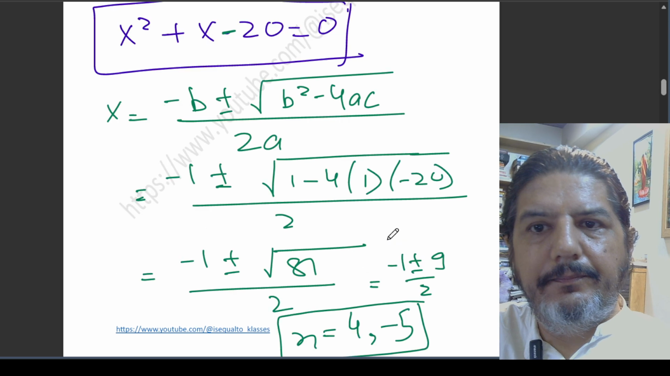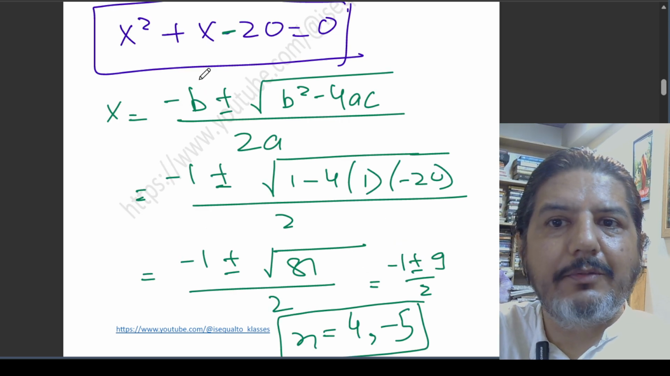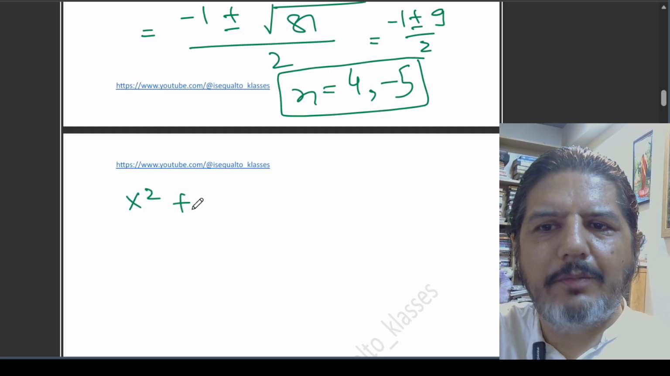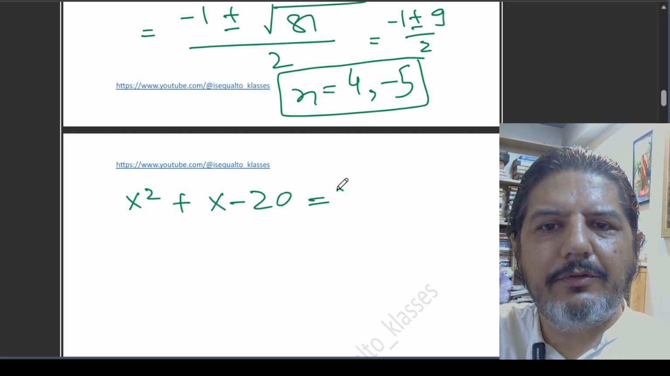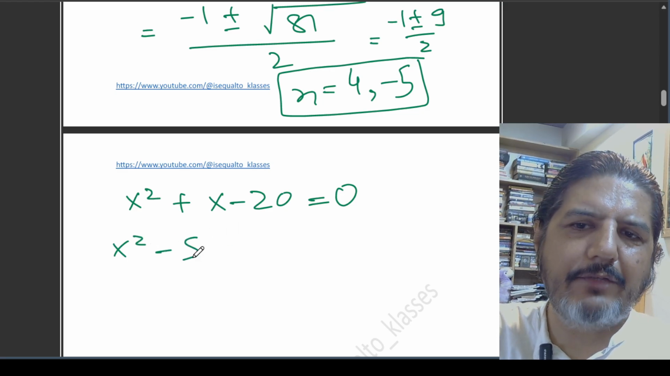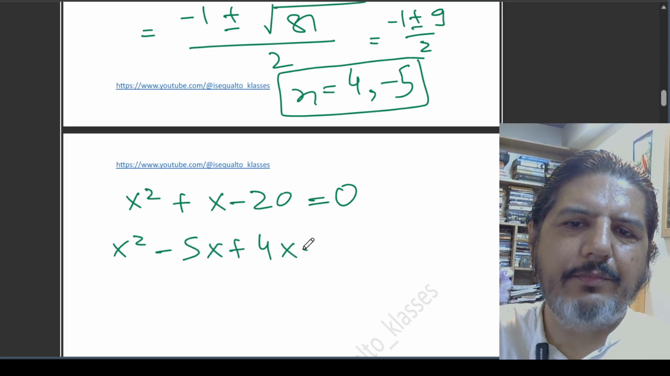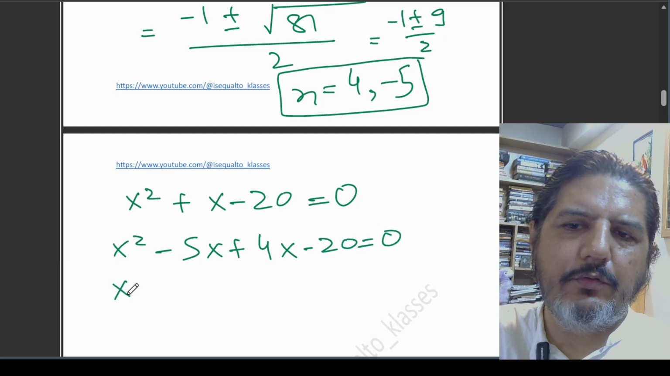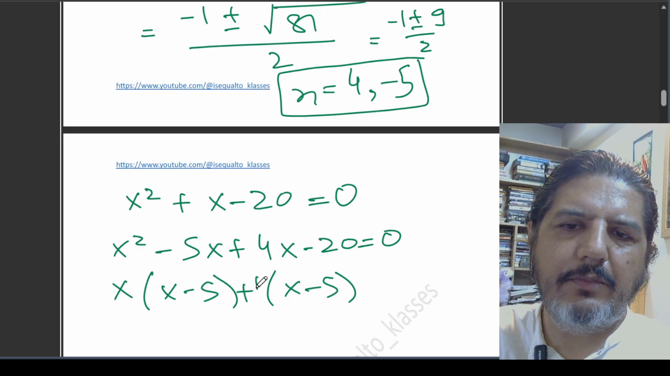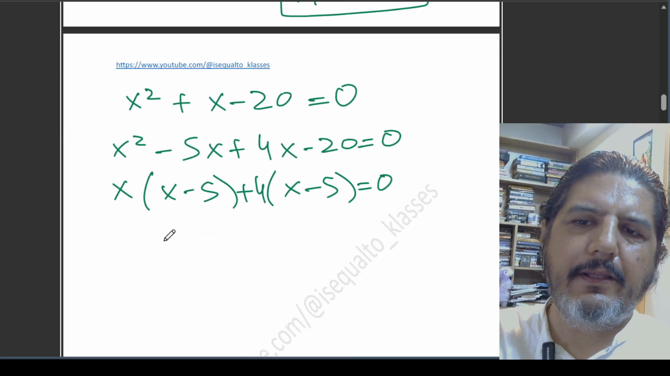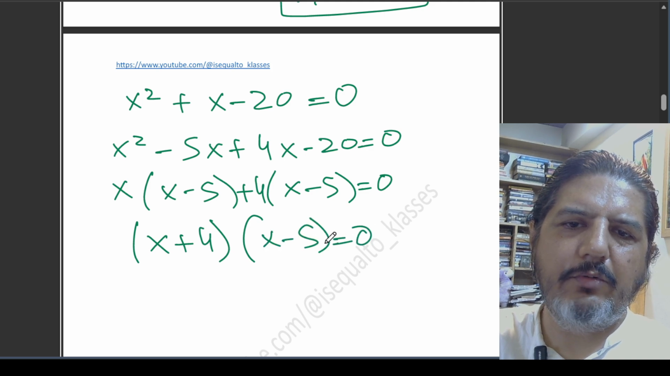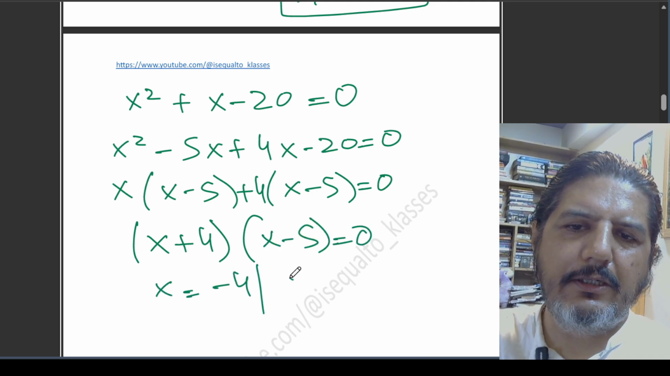Incidentally, this equation x square plus x minus 20 could very well have been solved using splitting the middle term. So x square minus 5x plus 4x minus 20 is equal to 0. So x into x minus 5 plus 4 into x minus 5 is equal to 0. X plus 4 into x minus 5 is equal to 0. X is equal to minus 4, x is equal to 5.